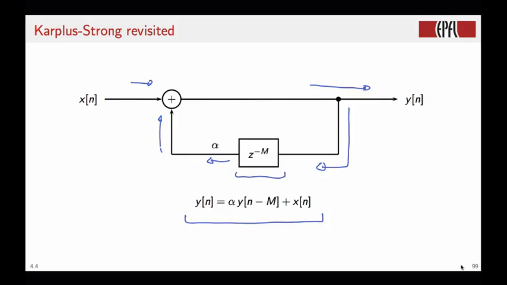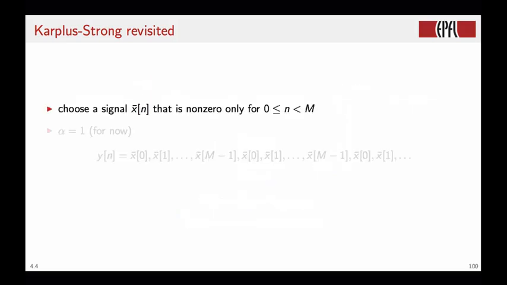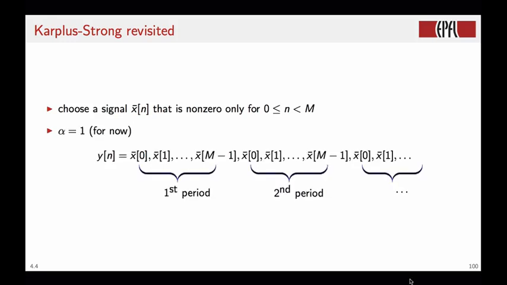We can use this circuit to generate a simple periodic signal, and to do that we choose an input signal x that is non-zero only for n between 0 and M-1. That means that x of n is actually a finite support sequence, and that's why we use the overbar notation. It will only have M non-zero samples, and it will be 0 everywhere else. Then we choose alpha equal to 1, so that there will be no attenuation in the loop. If we input this signal to the Karplus-Strong circuit, we will see that the output consists of a periodic signal where each period is constituted of the M non-zero samples of the input finite support signal.